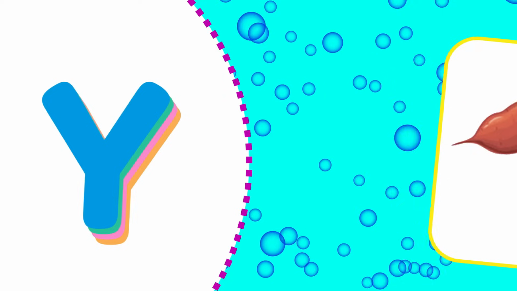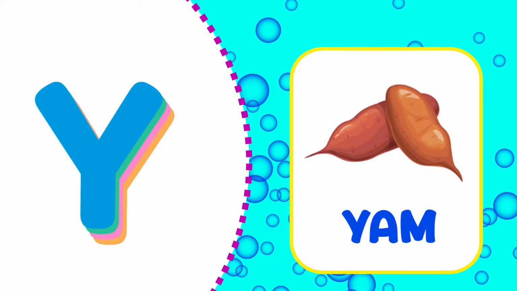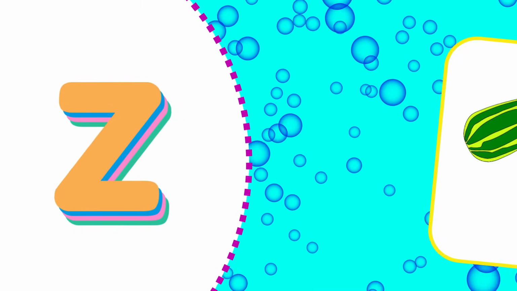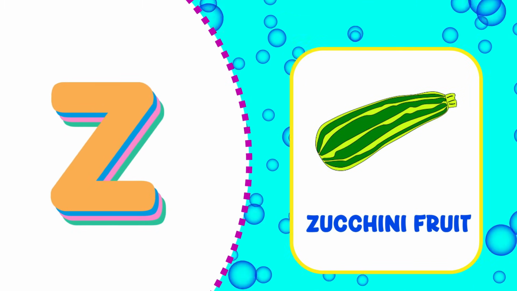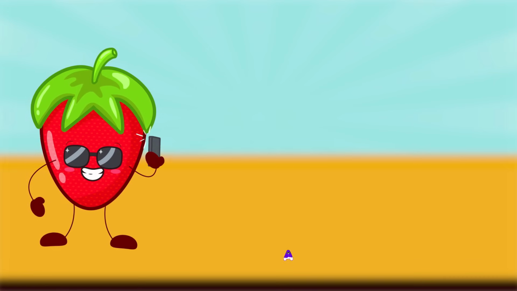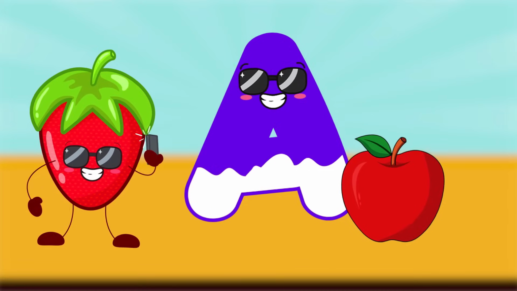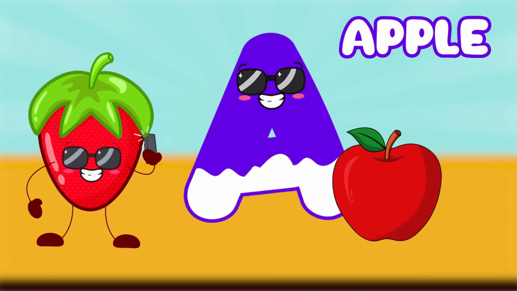Y is for yam. Z is for zucchini. A. A for apple.